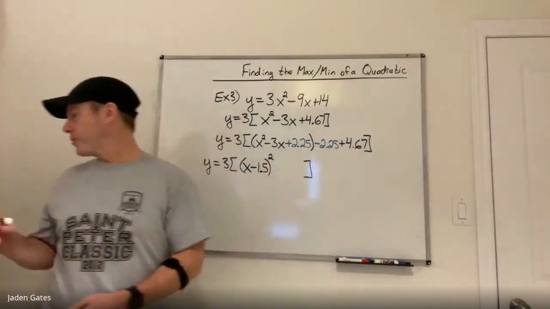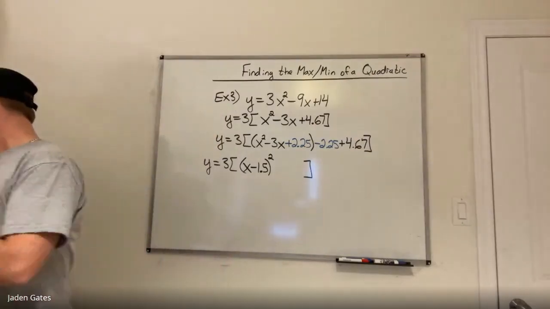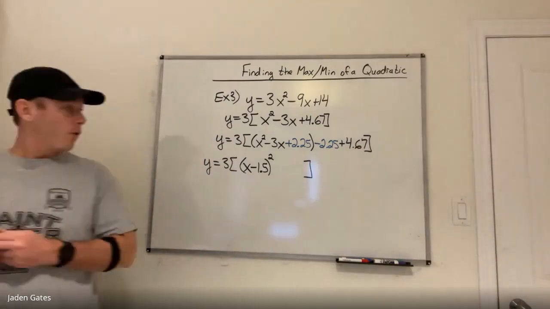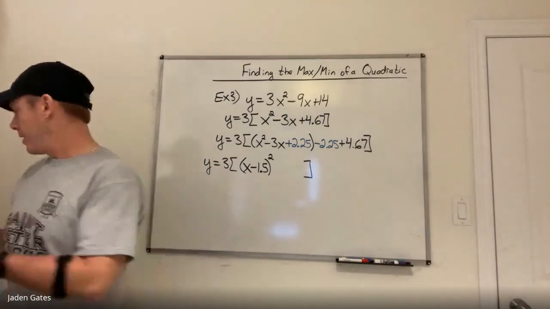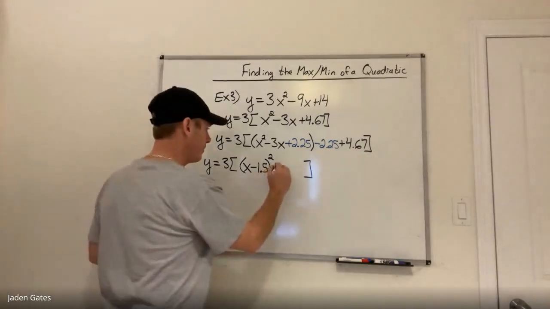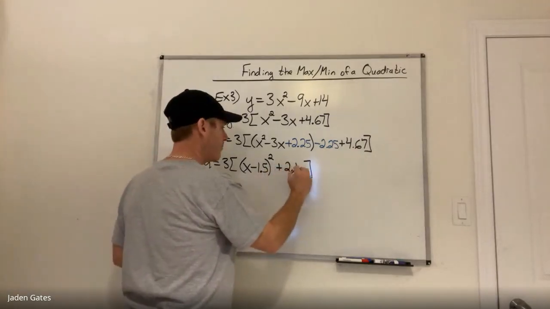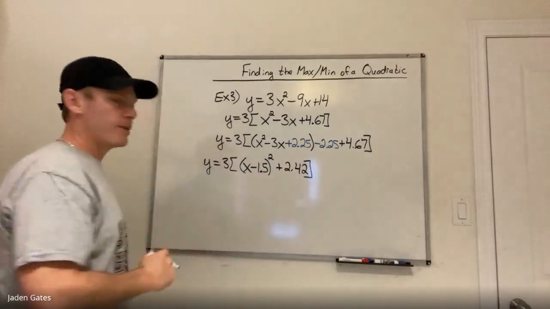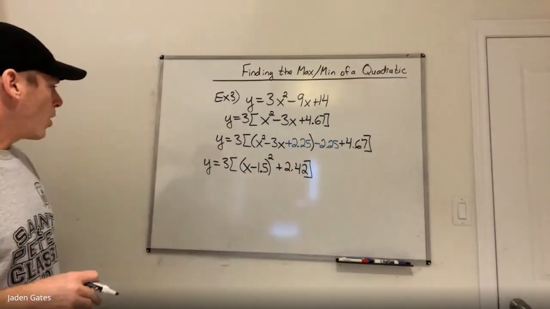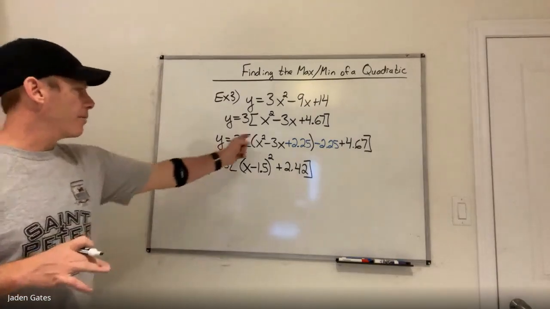So I got some decimals here. Negative 2.25 plus 4.67, I get positive 2.42. So yeah, you can have decimals in here. It's the same process, but it makes it look harder, but it's not. All right, so now I've completed the square. Now I got to put the 3 back in.